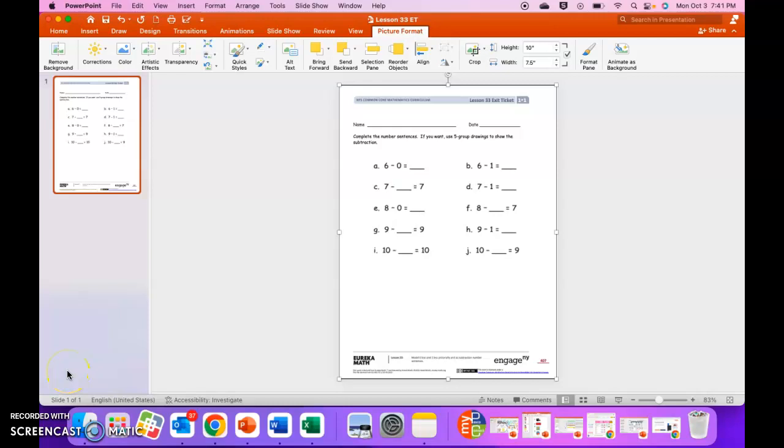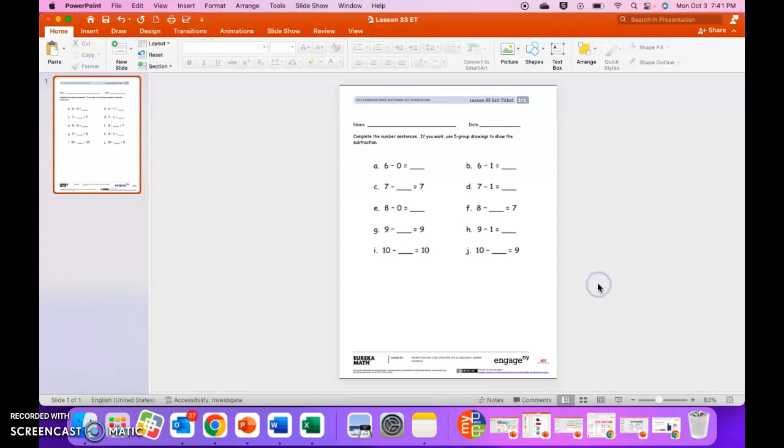Hi friends, this is your lesson 33 exit ticket. Now, the most important thing is you are going to need to get this paper from our substitute teacher. I have changed it from what is in the book, so this is different from any math page in your book. So first thing is you need to make sure you get this paper from our substitute, okay?